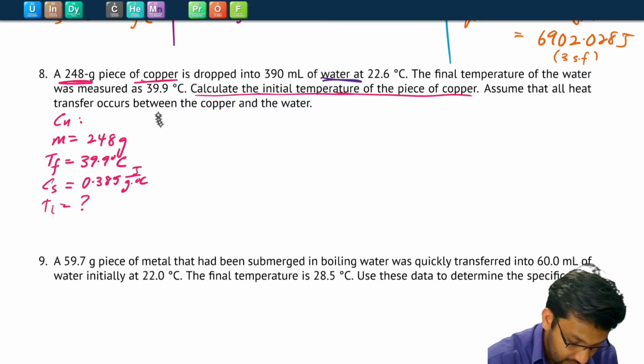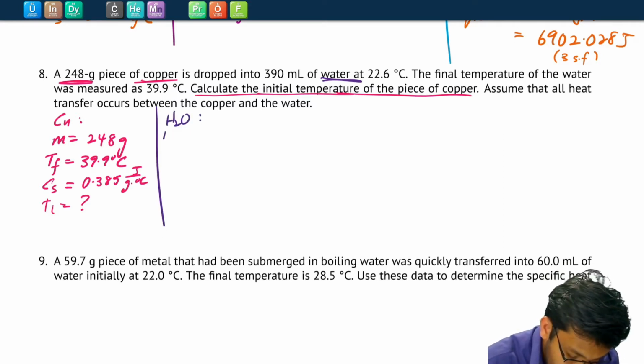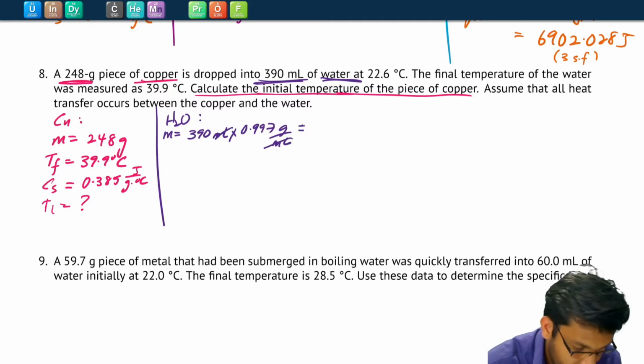Okay, let's look at water now and what they give us. So for water, the mass is, well, we don't know what the mass is, but they give us 390 mils of water, so we can convert that to mass using the density, 0.997 grams per mil, which will give us a mass of, let's see, 388.83 grams, according to my calculator, to 2 sig figs, which we'll use later.